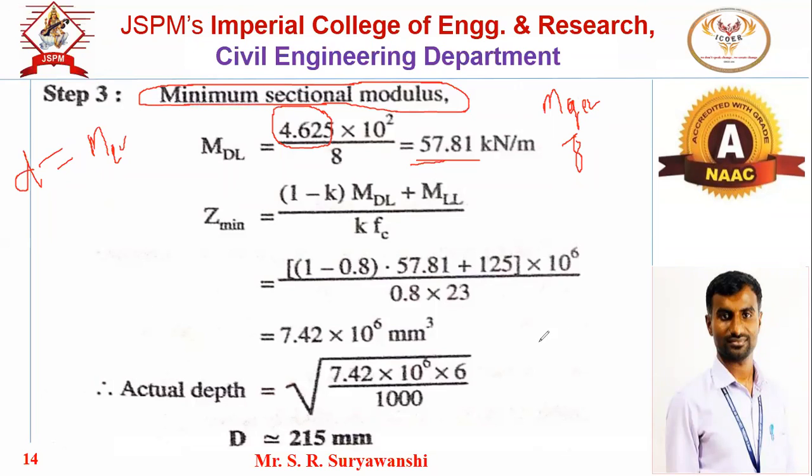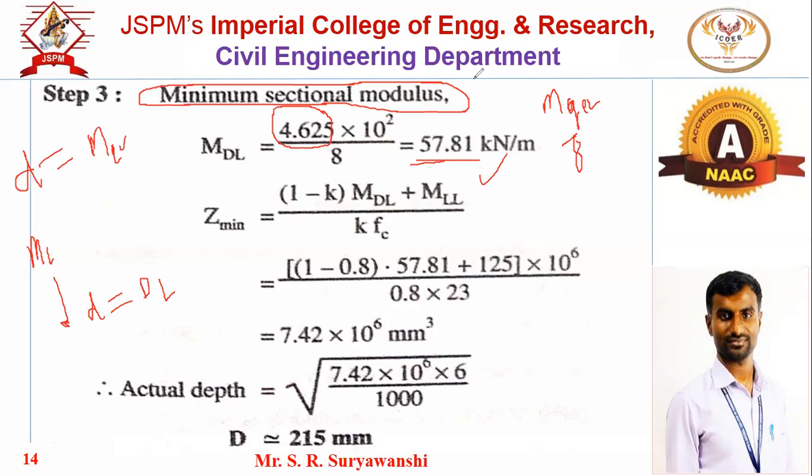Means if you have to find out the minimum depth of the slab, then we have to consider the minimum section modulus. So initially we have calculated the moment due to the live load. Then using the simple bending theory, M by Z equal to sigma, we have calculated the depth. Then we have calculated the dead load, and we have calculated the moment due to the dead load.